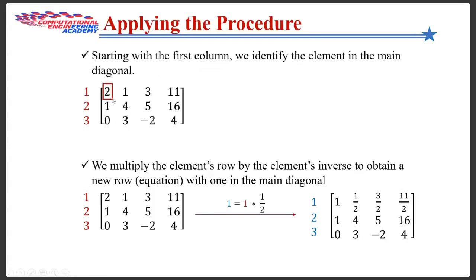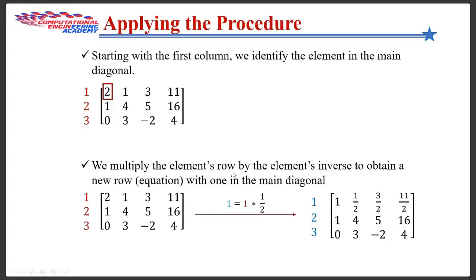We identify within the column the element that is in the main diagonal. In our case here, for the first column, it is 2, right? Next, we need to multiply the row of the 2 by the element's inverse. The inverse of 2 is simply half. It's simply 1 on 2. The inverse of a number is simply 1 divided by the number, okay?